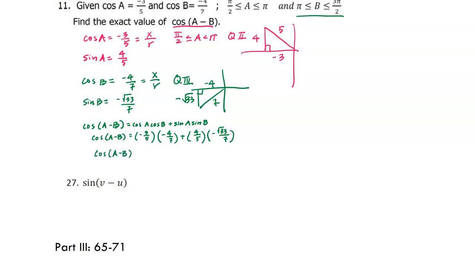A minus B equals, that is going to be a 12/35. That's going to be -4 square root of 33/35.